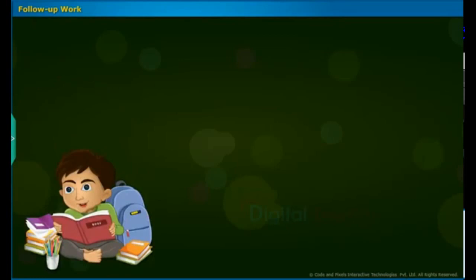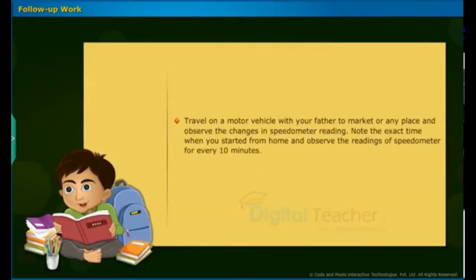Follow-up work. Travel on a motor vehicle with your father to market or any place and observe the changes in speedometer reading. Note the exact time when you started from home and observe the readings of the speedometer every 10 minutes.